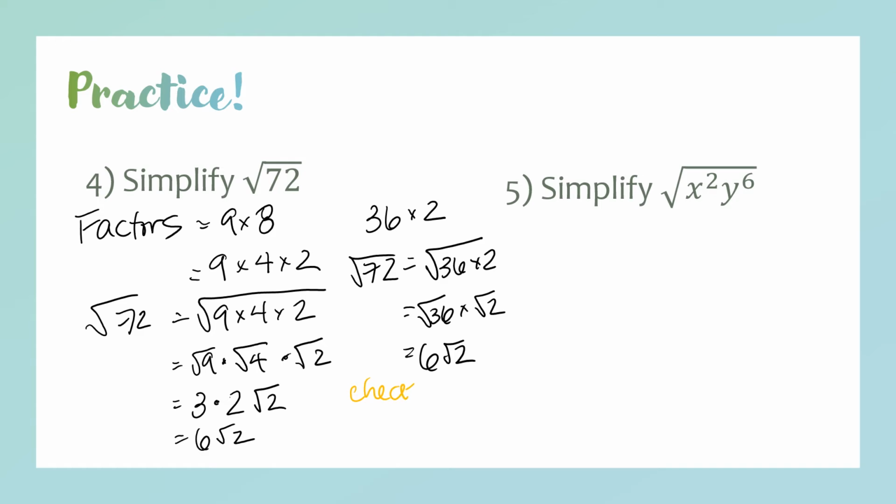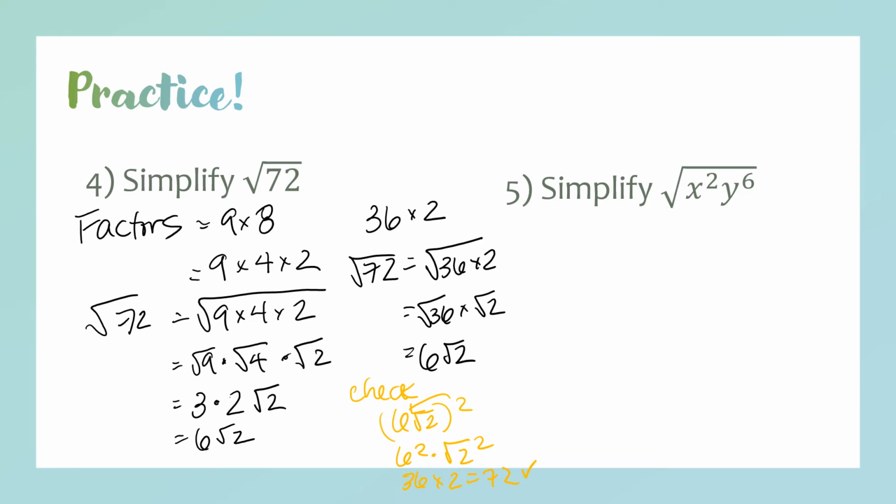And if I want, I can do a little check. 6 root 2 squared, that square is going to distribute to the 6, so it's 6 squared times root 2 squared. Well, root 2 squared is just 2. So that's 36 times 2, that's 72. Check, we're good.